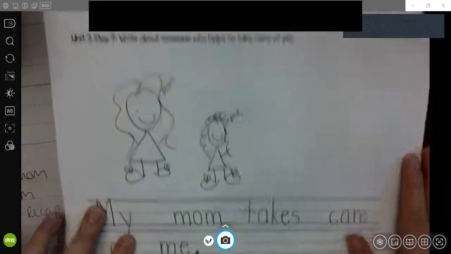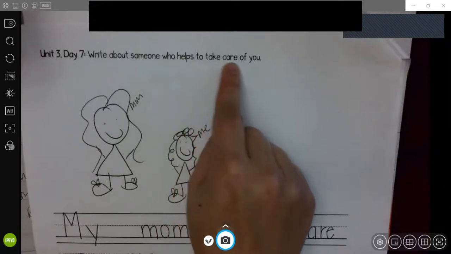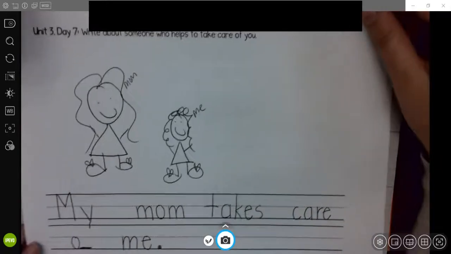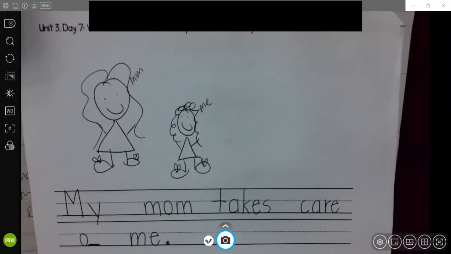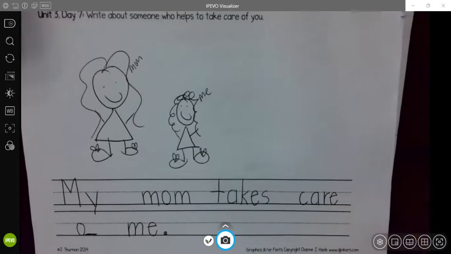All right. Then next, we did journal. I'm going to get my journal. We are on day 7. So day 7, we have write about someone who helps to take care of you. So you are children. You need someone to help take care of you. Because like I said before, you can't go and drive to the grocery store right now. That's just silly. You guys are kids. So I wrote about my mom when I was a kid. Because when I was a kid, my mom helped take care of me.